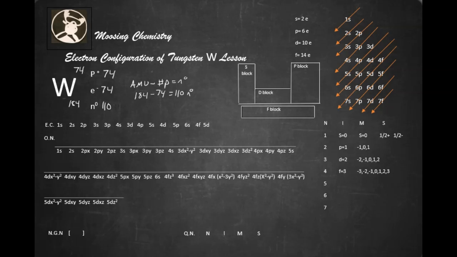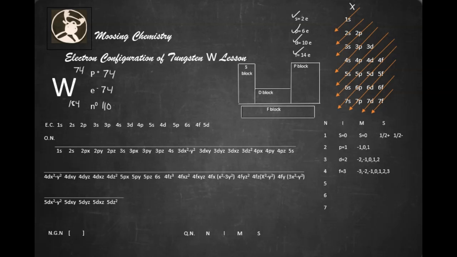Now remember that the s suborbital can hold 2 electrons, the p suborbital can hold 6 electrons, the d suborbital can hold 10 electrons, and the f suborbital can hold 14 electrons. The Aufbau principle means that we fill the lower shells first before we fill the upper shells, and we use something called the diagonal rule.